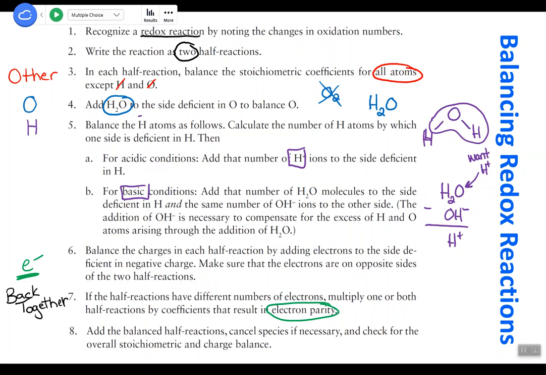We need the number of electrons being produced in one half reaction to equal the number of electrons being used up in the other half reaction. We can't have a balanced redox reaction if we're producing more electrons than we're using up. So we need to find a common factor for the electrons to balance. Then we bring them back together, cancel out common terms, and then we check. We can always know that we've done it correctly because it will balance.